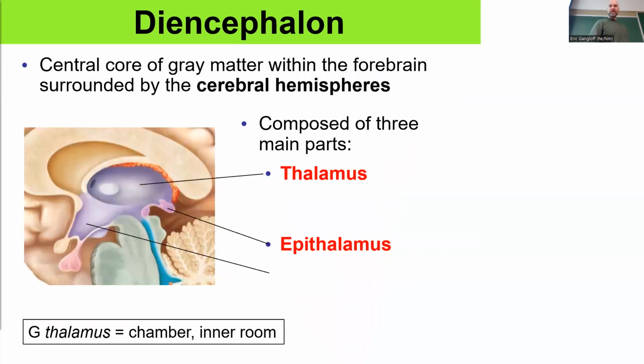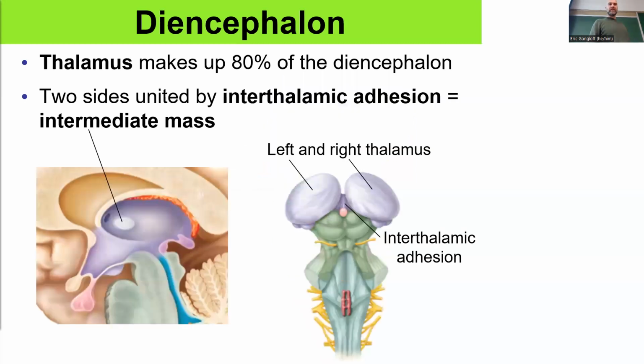As I said, most of the diencephalon is composed of the thalamus. What I want to note importantly is that these structures are paired. You have a left and a right thalamus as well, and they're connected by something called the interthalamic adhesion.